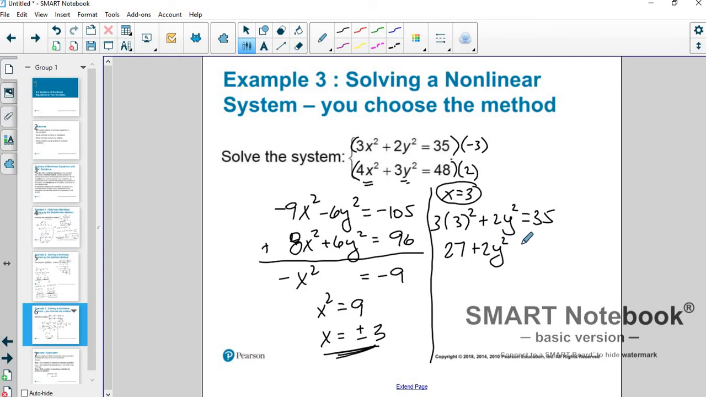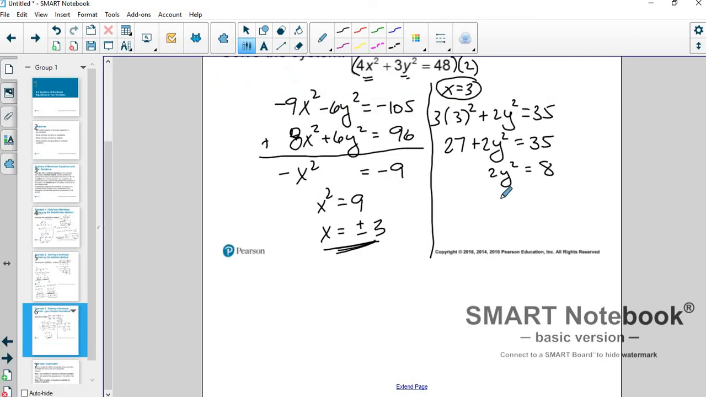Subtract 27 from both sides to get 2y squared equals 8, and then we're going to divide both sides by 2 to get y squared equals 4. Square root both sides and get y equals plus or minus 2.